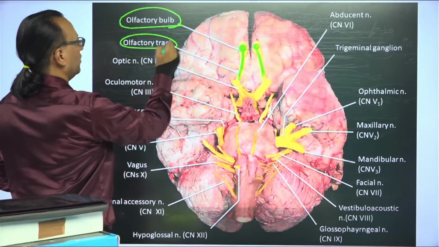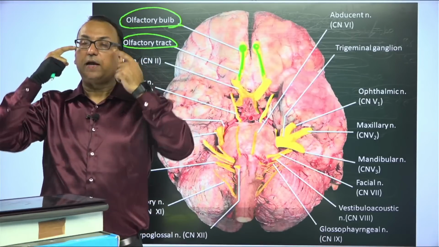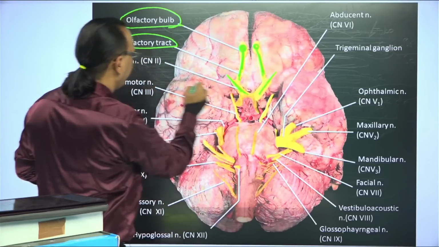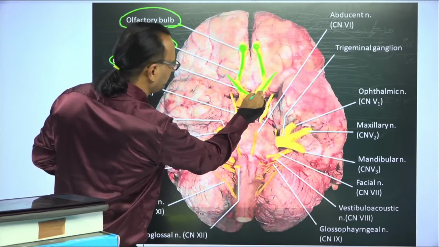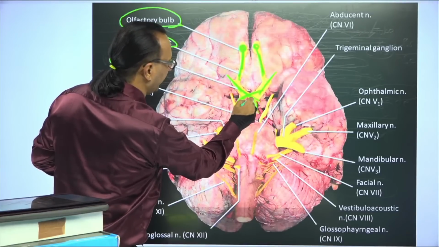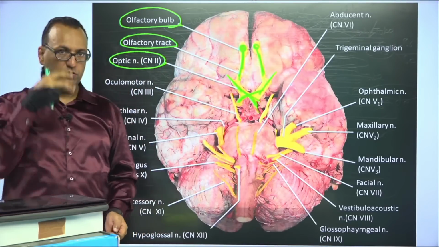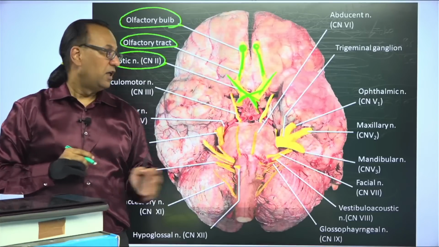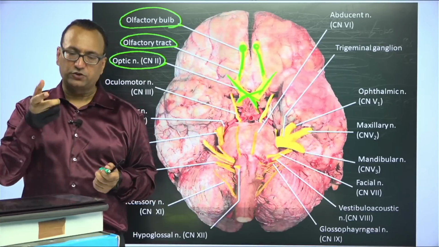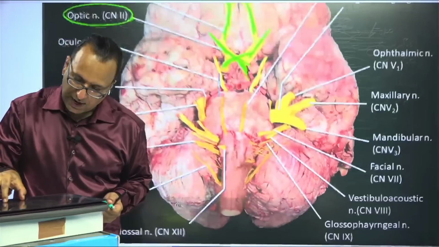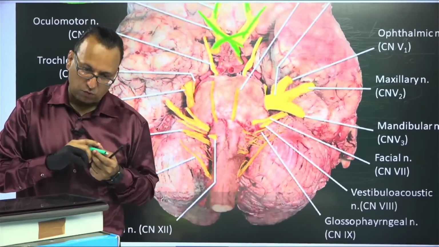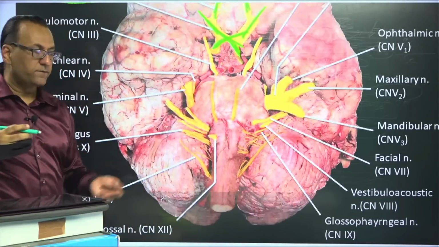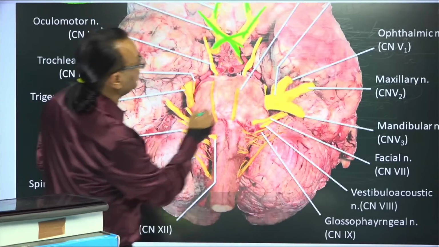This is number 1. From the orbit, you will have the optic nerve, number 2. This is cranial nerve 2, and this is the optic chiasma. Then you will have the optic tract. Otherwise, numbers 3 to 12 come from the brainstem. Let us zoom in a little bit if possible, and you will notice where number 3 is coming from. Numbers 3 and 4 should come from the midbrain. Yes, but where is it?